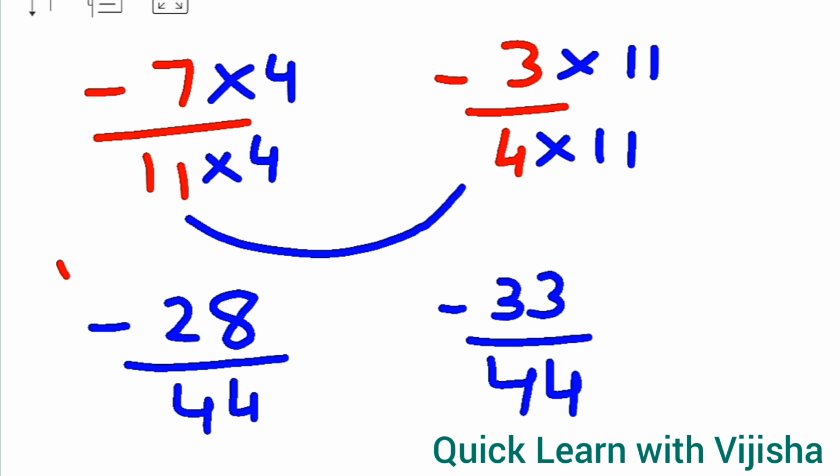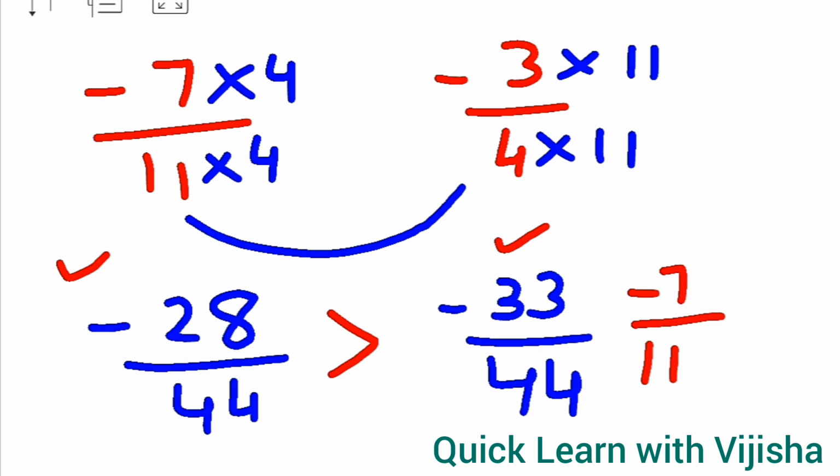Comparing negative numbers, both are negative. So the smaller number will be greater. So this side will be greater. So as per the question, minus 7 upon 11 will be the greater side compared to minus 3 upon 4. Understanding, children? Hope you have understood all the sums in this problem set.